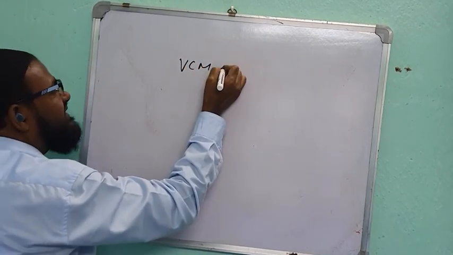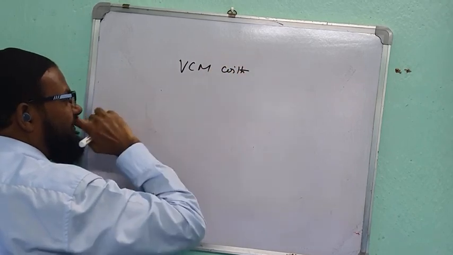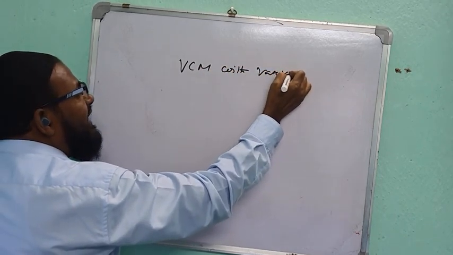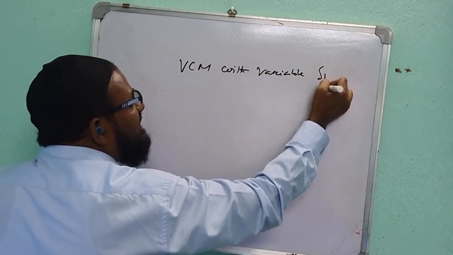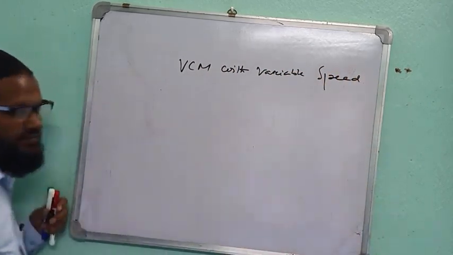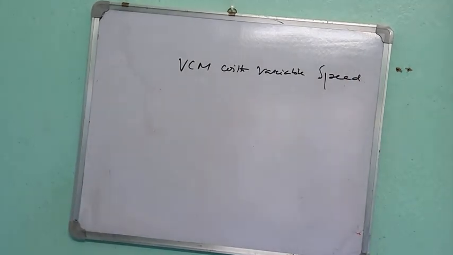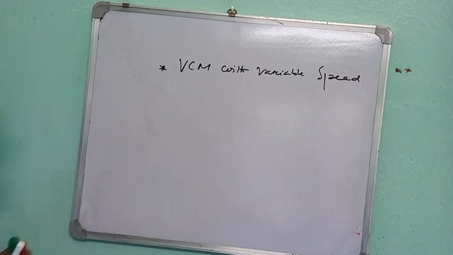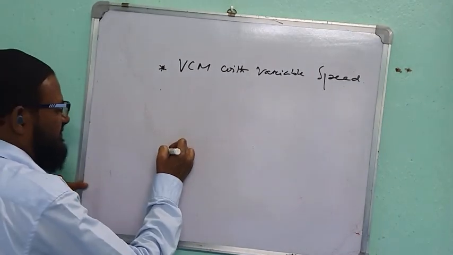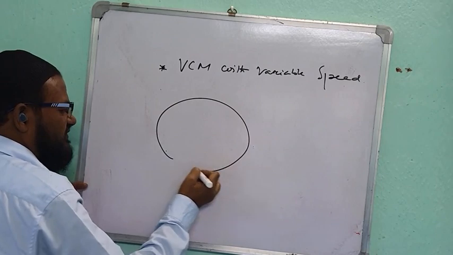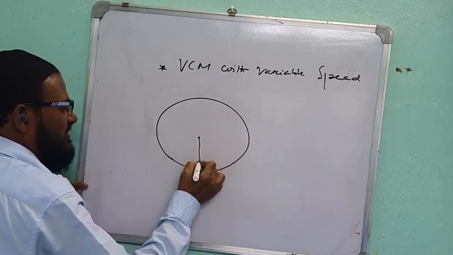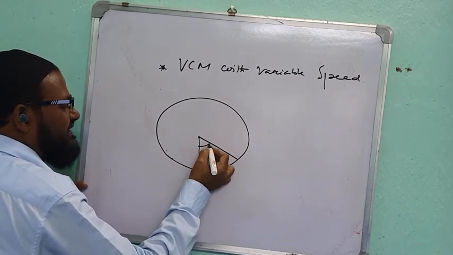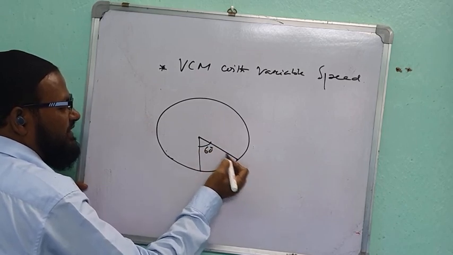VCM, vertical circular motion with variable speed. Okay, now there is the first question. This angle is 60 degree. This angle is 60 degree.